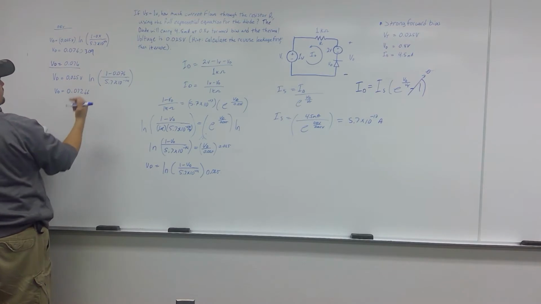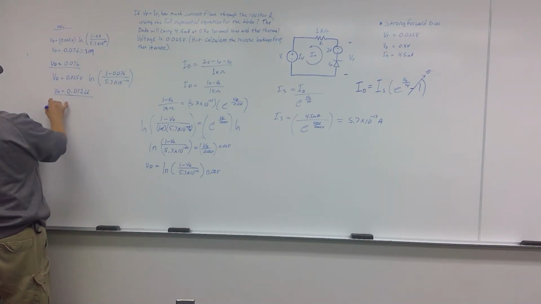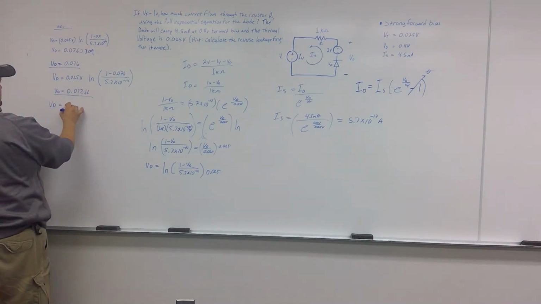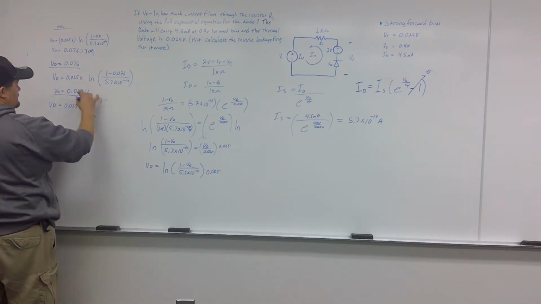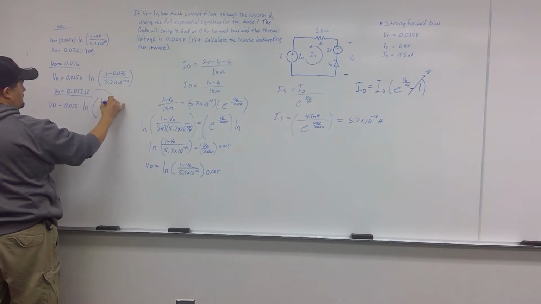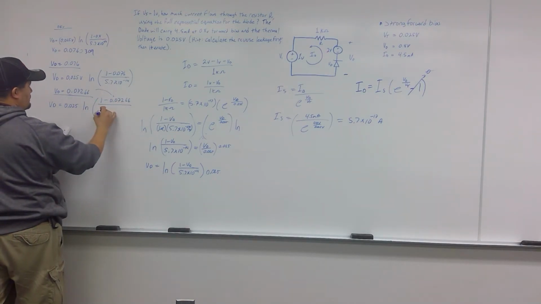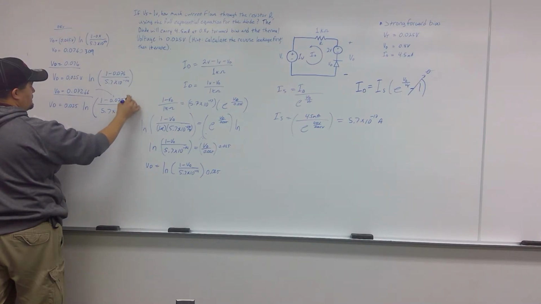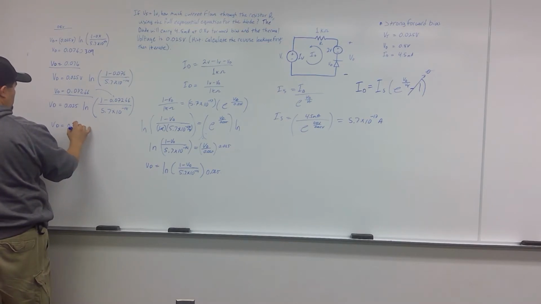Then we'll go one more time just to make sure that we're pretty much there. So our next guess becomes VD equals 0.025 times ln of 1 minus our value here, 0.07266, and it's all over 5.7 times 10 to the negative 14. This value gives us 0.0729.